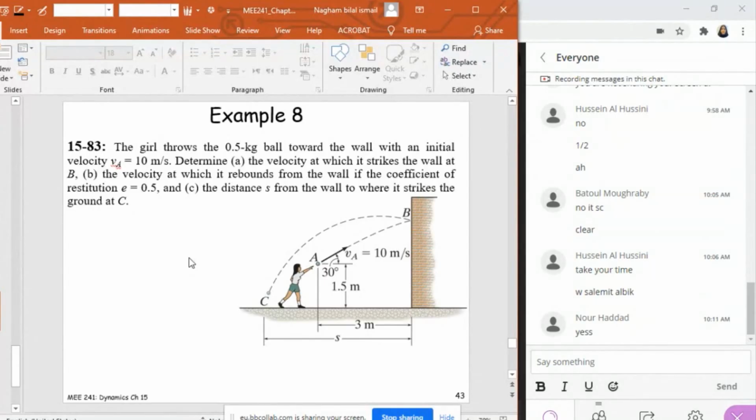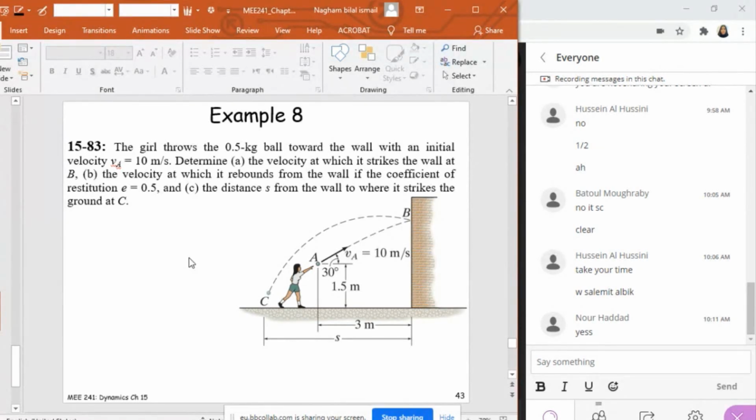So guys, this is a very important problem. And in this problem, we have a combined example of projectile motion with impact, all right? As you can see, the girl throws the 0.5 kilogram ball toward the wall with an initial velocity of VA equal to 10 meters per second.